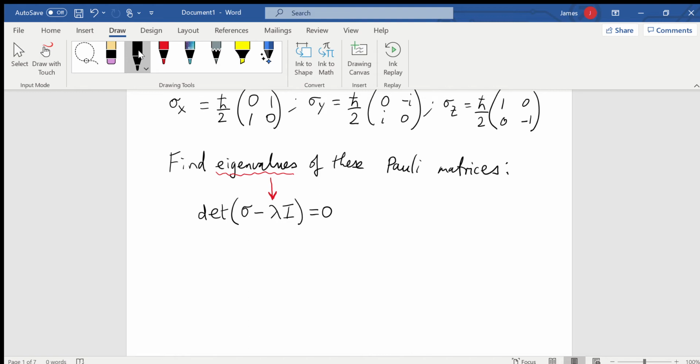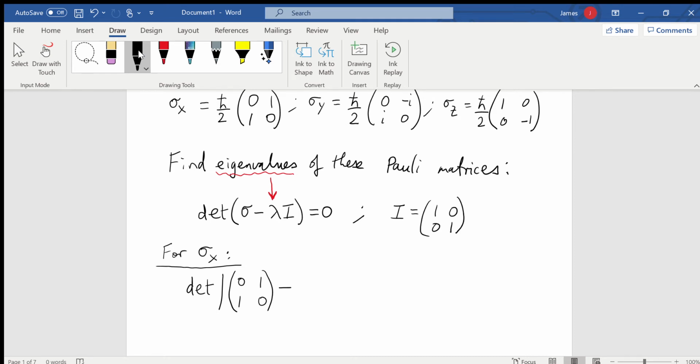So let's focus on the Pauli matrix sigma x. Then we have the determinant. Don't worry what the determinant is yet, but let's write down sigma x: 0, 1, 1, 0. That's the Pauli matrix for sigma x. And then minus lambda times the identity. The identity is just the matrix 1, 0, 0, 1.